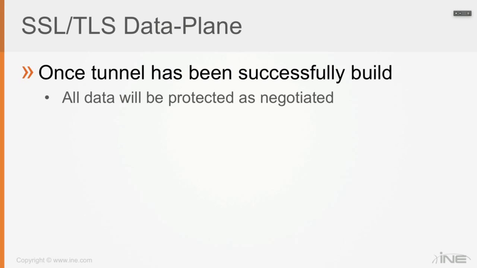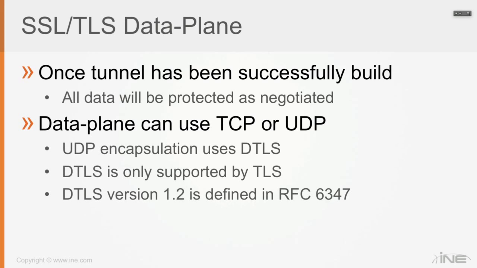Now, data plane traffic being sent through the tunnel can use either TCP or UDP, where UDP encapsulation uses what they name DTLS, or datagram TLS, which makes sense because it's called DTLS. It means that DTLS is supported only by TLS, not by SSL. The currently used version of DTLS is version 1.2, and this is defined in RFC 6347.